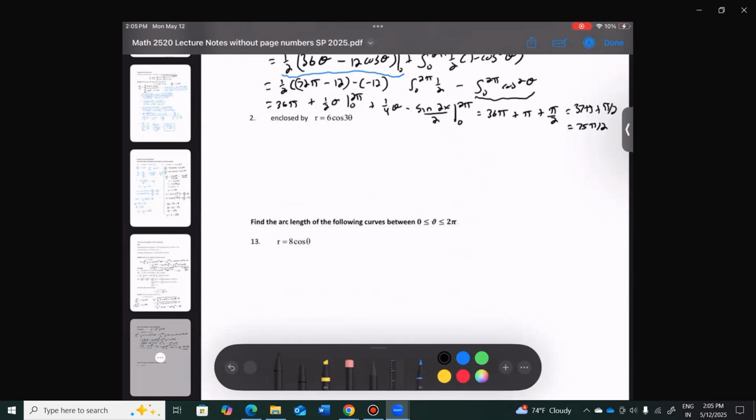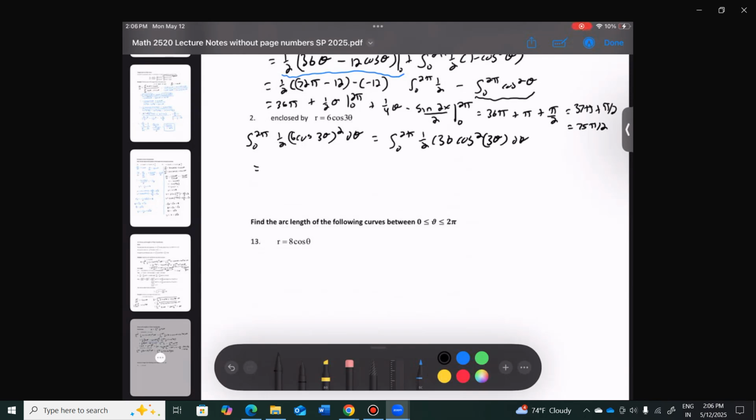Right. So if r is equal to 6 cosine 3 theta, then we can write this as the integral from 0 to 2 pi of 1/2 times (6 cosine 3 theta) squared d theta. And so this would be equal to, from 0 to 2 pi, 1/2 times 36 cosine squared 3 theta d theta.